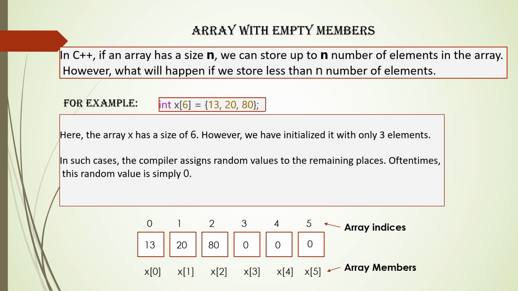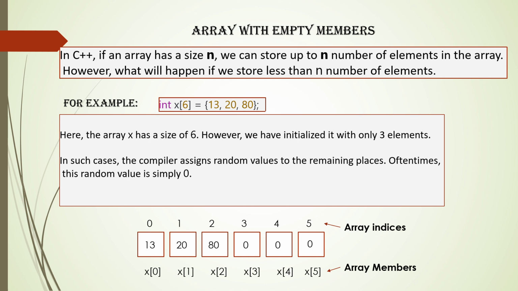So the main point here is what value the array will store in the remaining places. In such cases, the compiler assigns some value to the remaining places, and mostly this value is simply 0. In this case, 0 has been stored in the empty spaces. See the diagrammatic view.